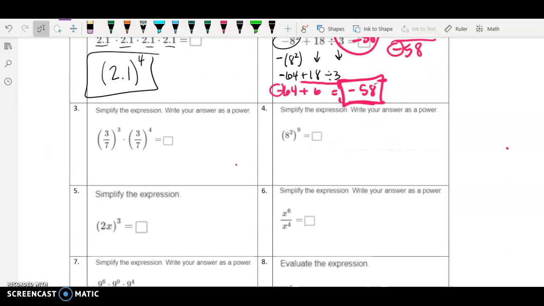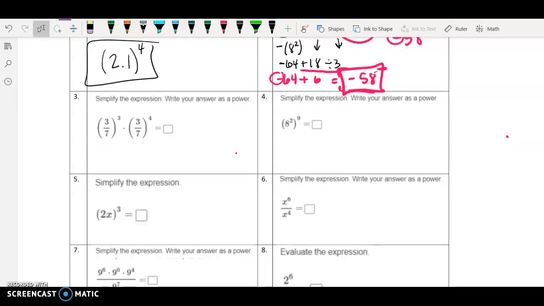All right, simplify the expression, write your answer as a power. So we are multiplying, so that means we're going to keep our base the same. So our base is 3 over 7. And then when we multiply with exponents, we add our exponents, so 3 plus 4. So that gives us 3/7 to the 7th power.